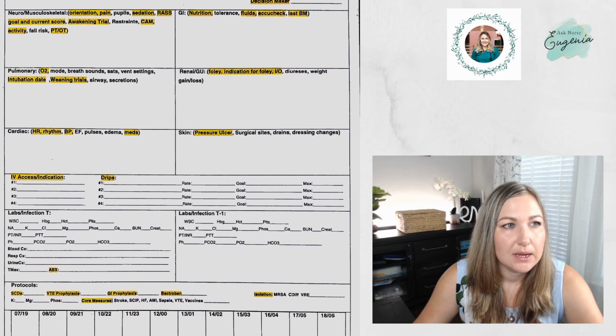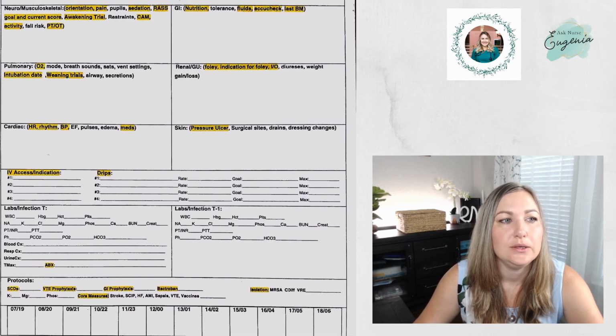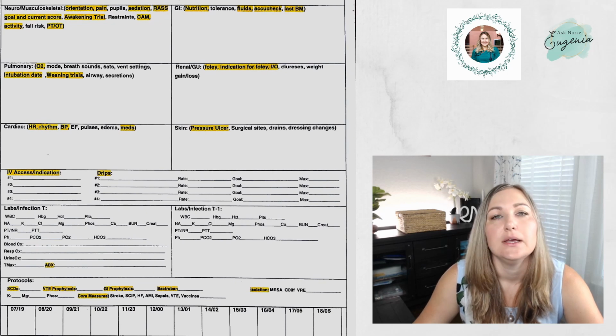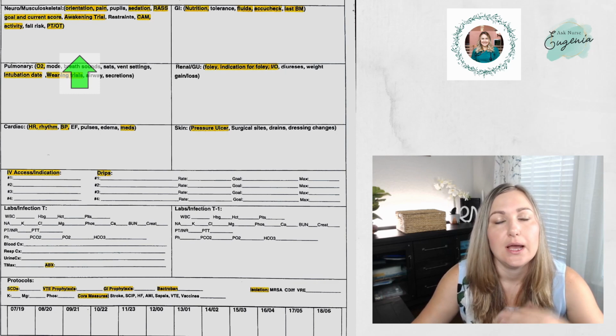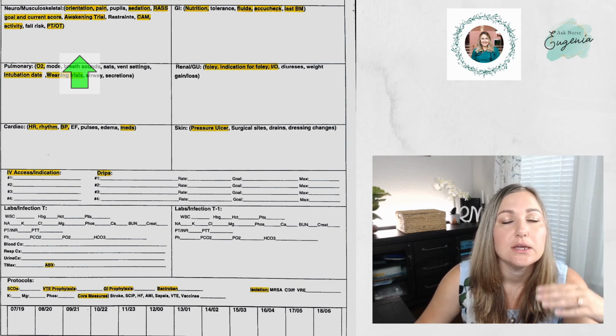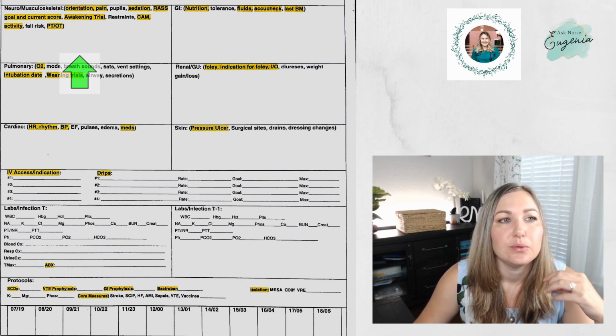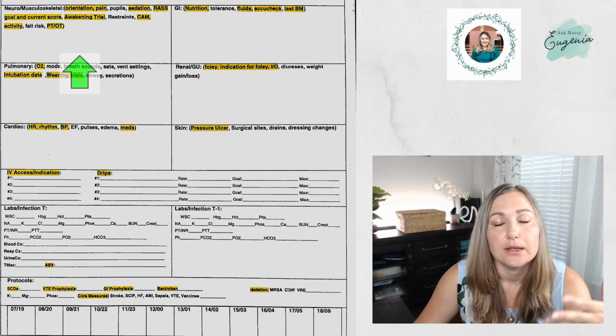So let's keep going. Right up top, you see 6 boxes that are responsible for 6 systems of organs, right? So neuro and musculoskeletal, as you can see here, it's written orientation. So you would put AO times 3 or 2, and if they don't know the date, I would put except for date. You would put their pain level, pupils, like PERRLA or equal and reactive to light, sedation with the goal of the RASS score.